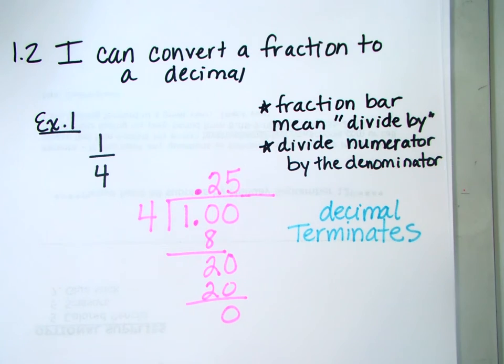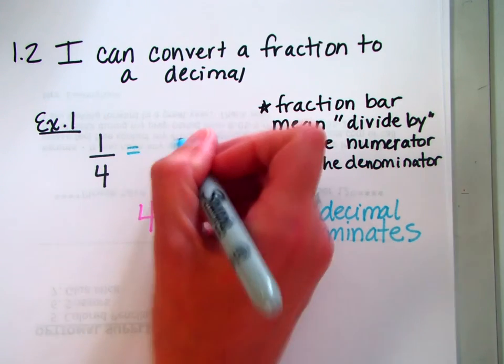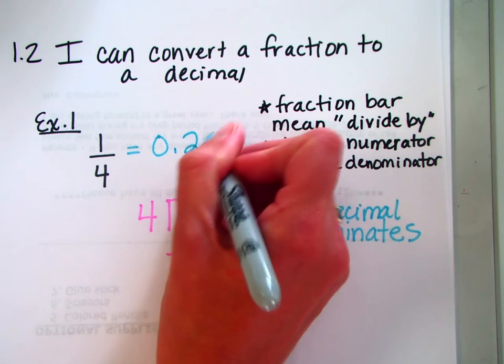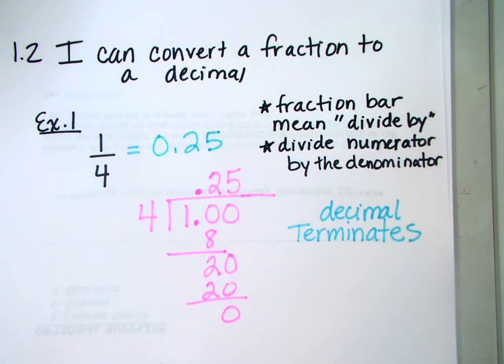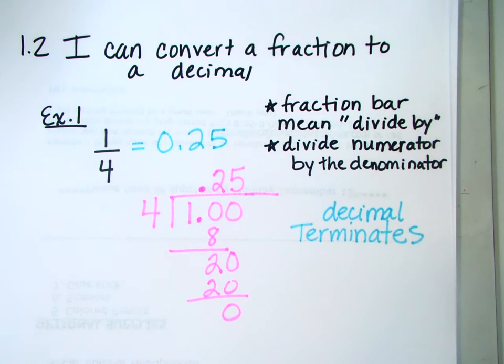So we can say 1/4 as a decimal is the same, and if you want to put that 0 for your 1's place there, same as 25 hundredths. We already knew that fraction, right? But I kind of wanted to use an easy example so that you can see how that works.